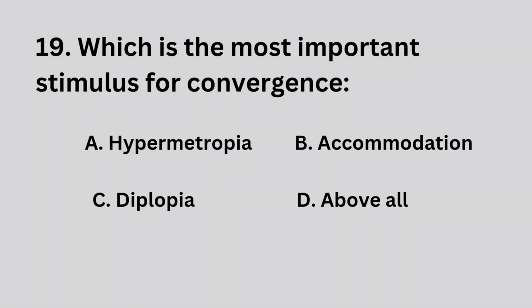Next question. Which is the most important stimulus for convergence? Option A hypermetropia, option B accommodation, option C diplopia, and option D above all. Correct option is option B accommodation.